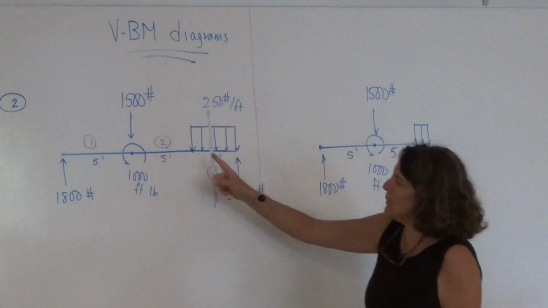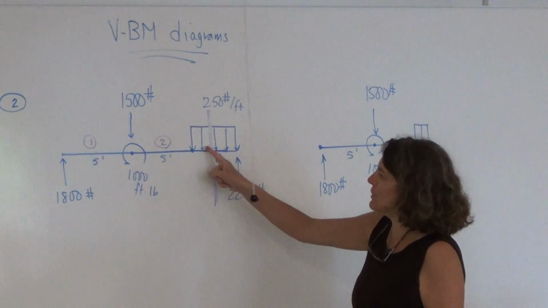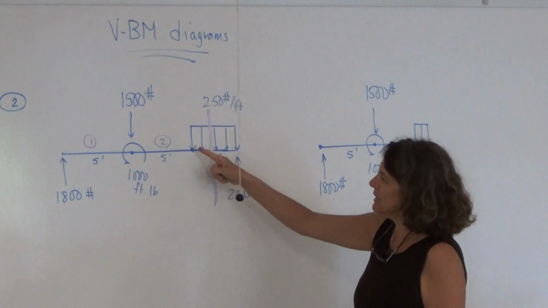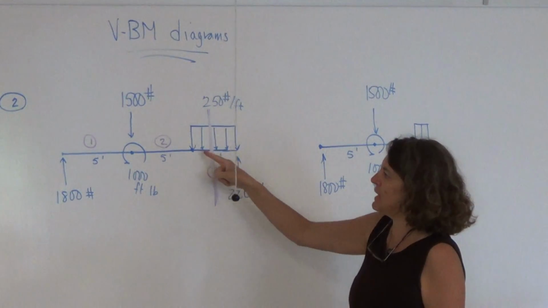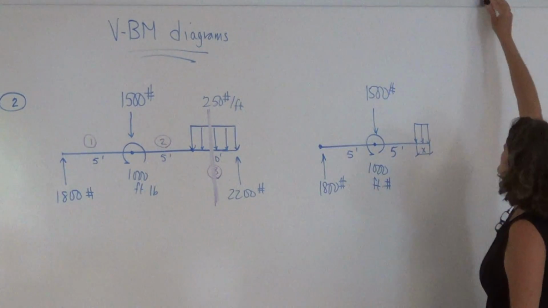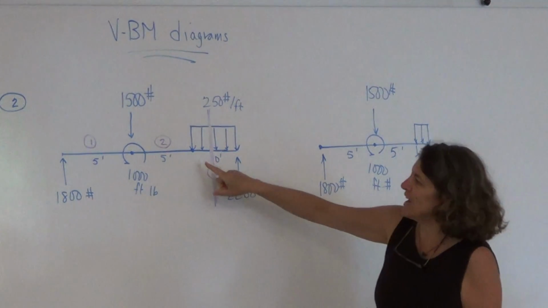Okay? Because I want to know what's going on right here, right here, right here. And anywhere along here, I can figure out what the shear and the bending moment diagram is. If I put this up, it's just going to fall down again. That's surprising. So we'll try it.